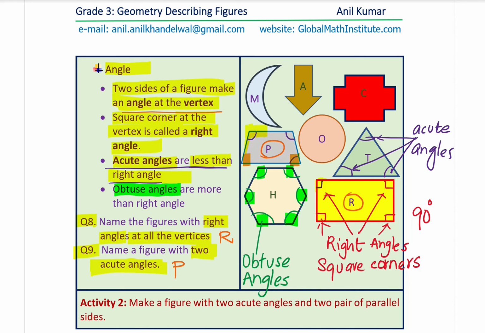They are less than 90 degrees. A 90 degree square corner will be formed like this. And these angles are less than that, correct? That is what it is.